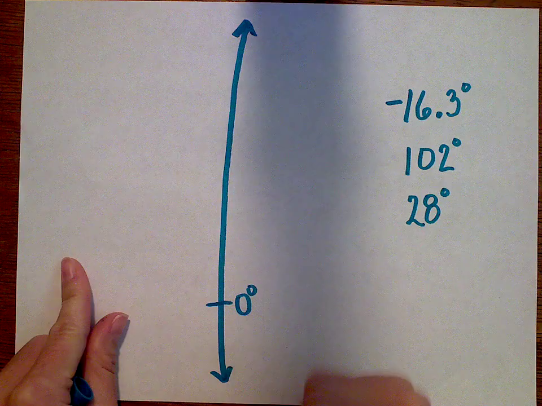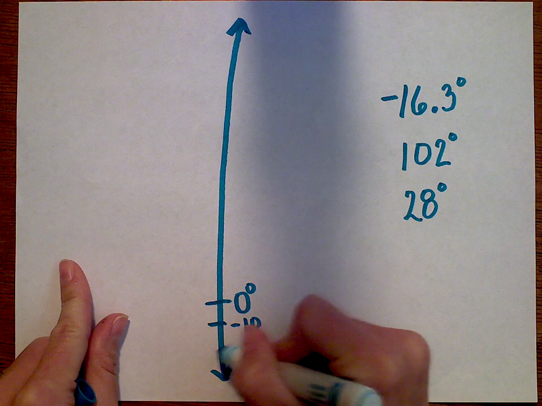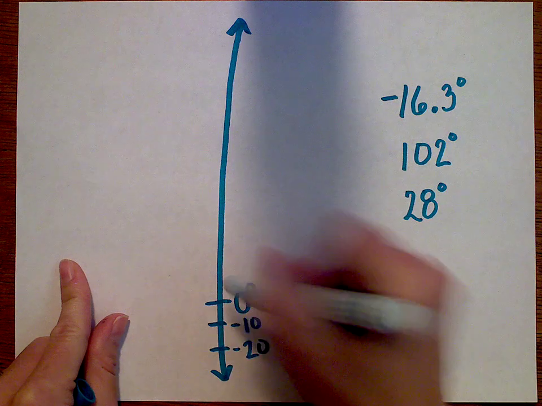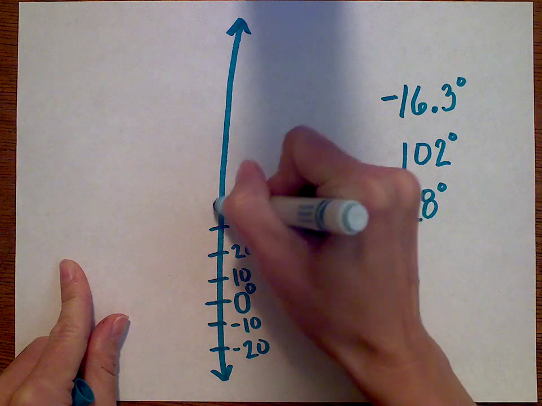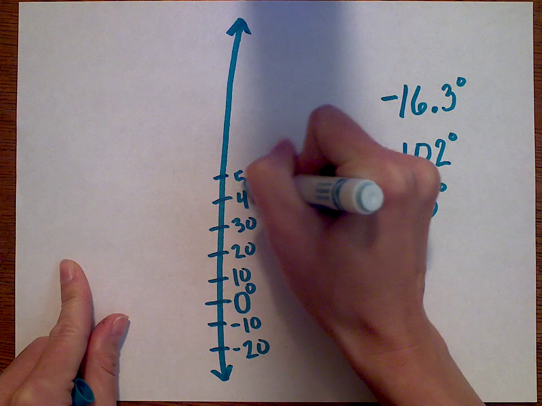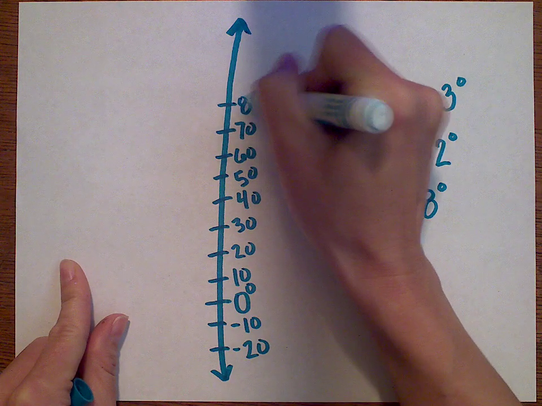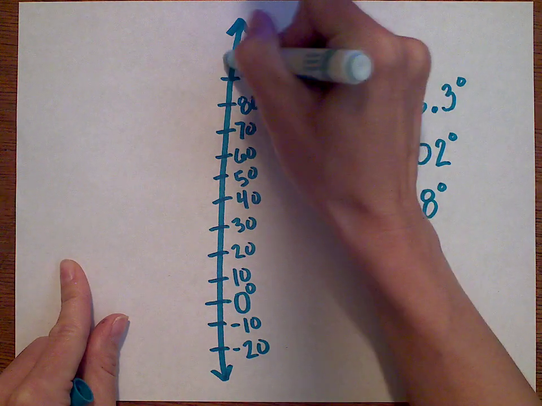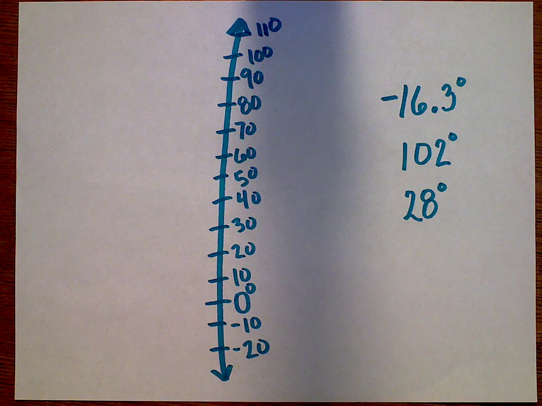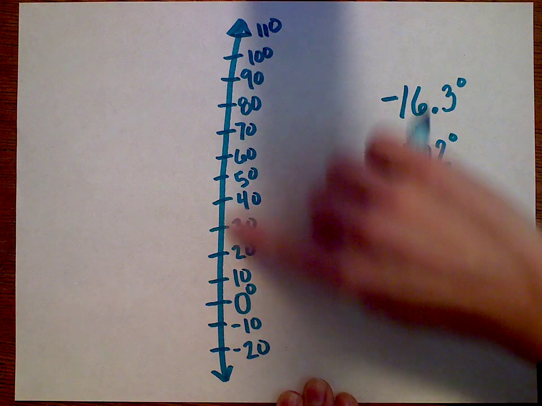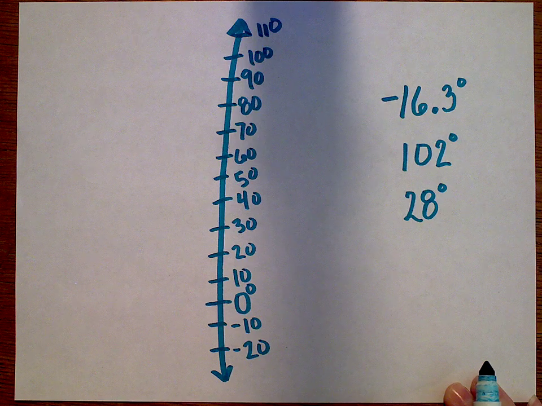And then I'm going to put, since I decided my scale is going to be 10s, I would go negative 10, negative 20. And then I'd go 10, 20, 30, 40, 50, 60, 70, 80, 90, 100, 110, and so on. I was cutting this close. But what I tried to do was make my tick marks equal distance apart from one another. And now I just go about plotting my temperatures.